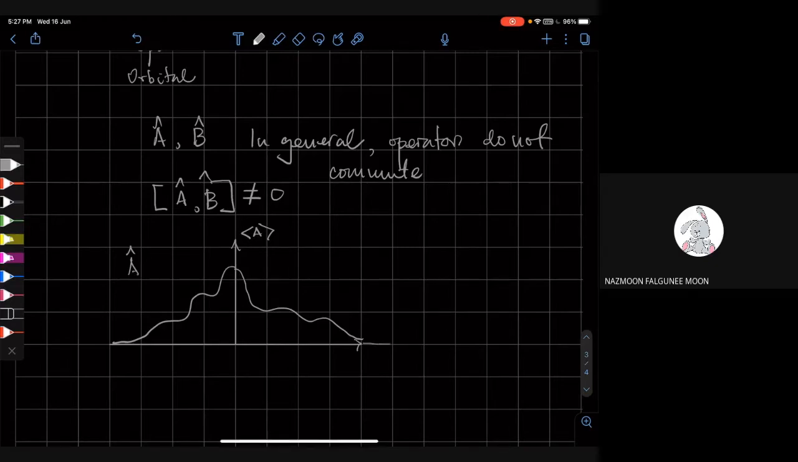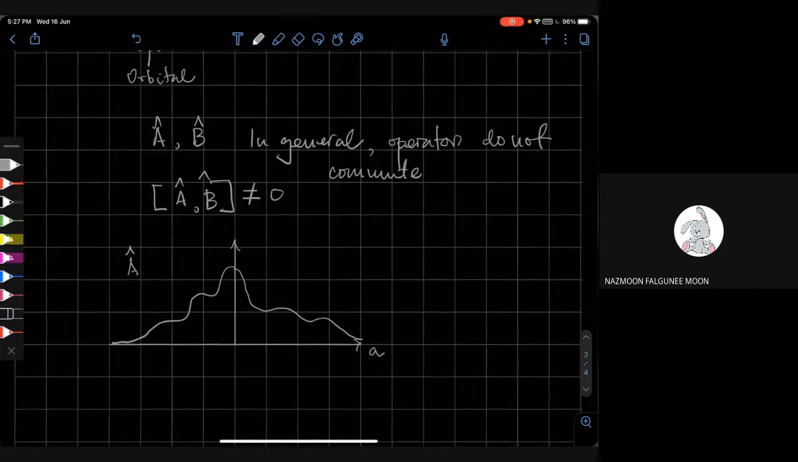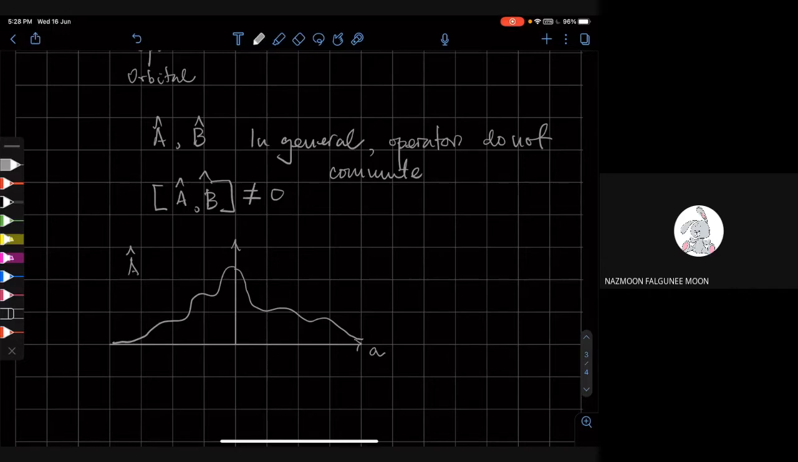Sorry, what I mean is the following. This is not what I mean. What I mean is, suppose that you have some A eigenvalue. This is the possible eigenvalue along the x-axis, and along the y-axis, you have the probability of that value occurring, right?